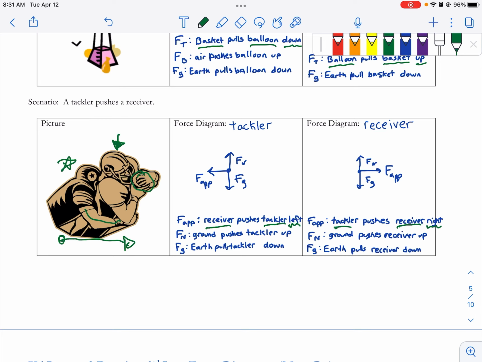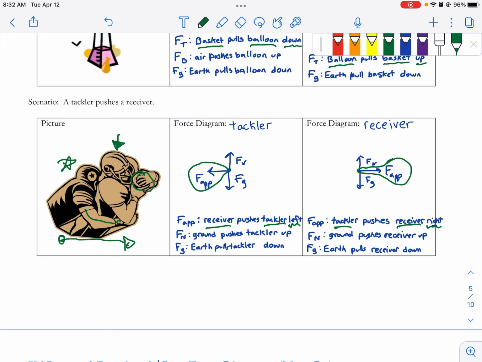Now, when it comes to identifying which one is the action and which one is the reaction, these are just names that we gave them. Remember that they happen at the same time. And we'll circle them here. That looks like a little key shape in there. Okay. They happen at the same time. Who started it? We can talk about that too, right?